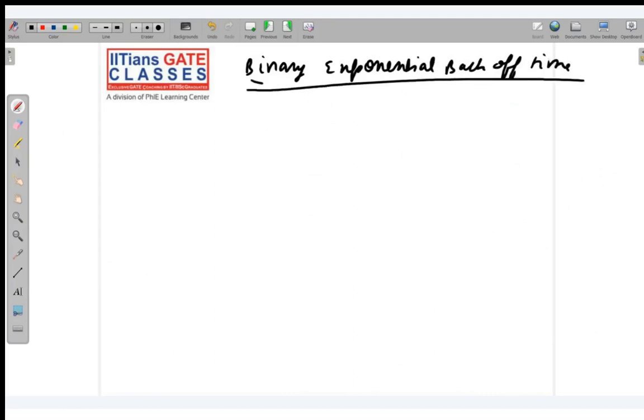Binary means we will talk only about two stations. So in actual Aloha, there might be n stations, and all these n stations might try to send data at the same time. But their calculation will be very high, and that is out of scope of GATE. So we will consider only the case when two stations try to send data at the same time. Three or four stations we will not consider. That's why we are calling it binary. And why are we calling it exponential? I have just told you, exponential because chances of collision are decreasing exponentially.